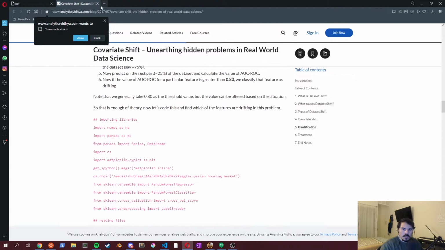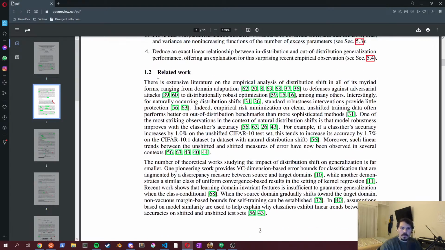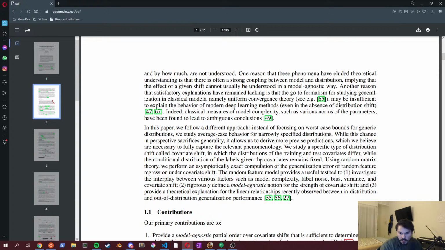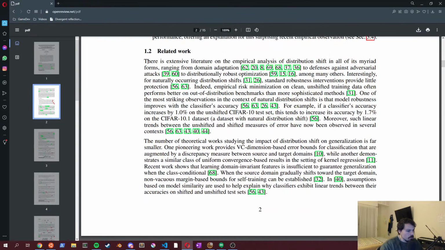Okay, I don't want to spend a ton of time on this. I think they might clear it up as we read a little bit more. But they said, just specifically again, distributions of training and test covariates differ, while the conditional distribution of the labels given the covariates remains fixed. Not really sure what they mean by this, but let's keep going.